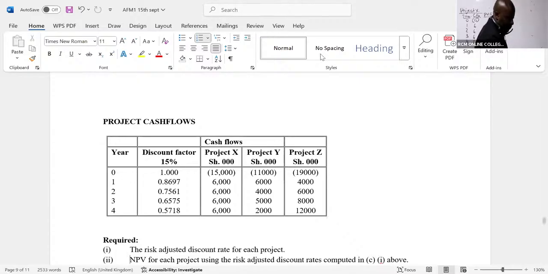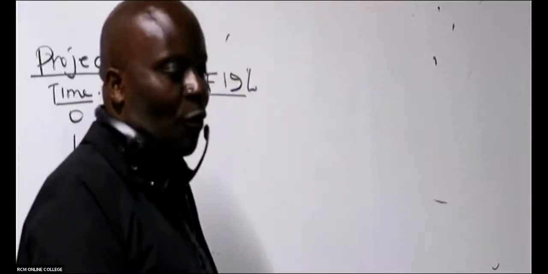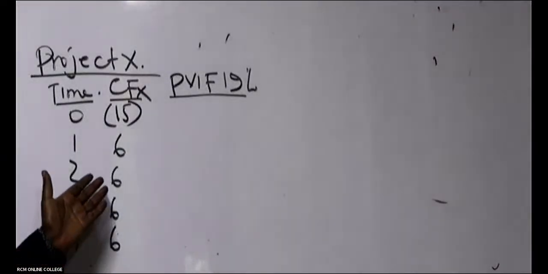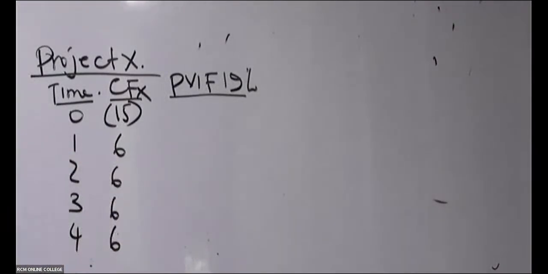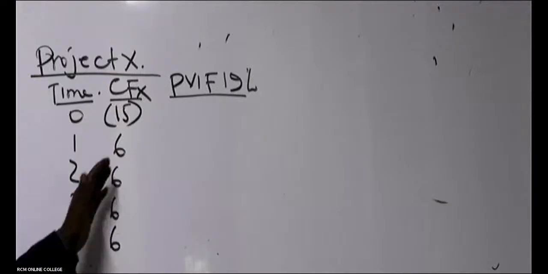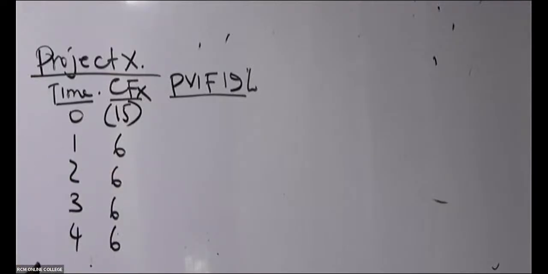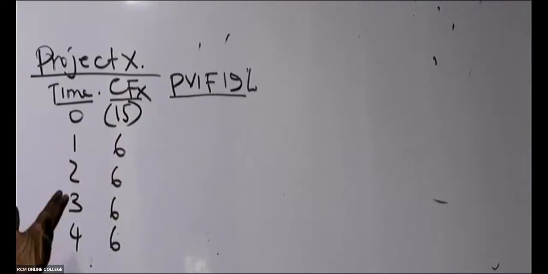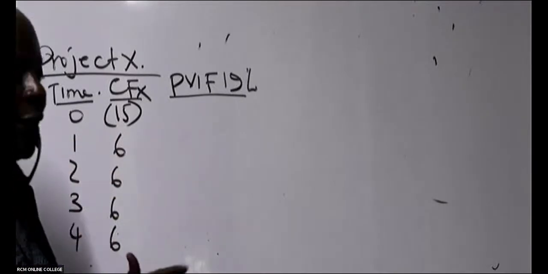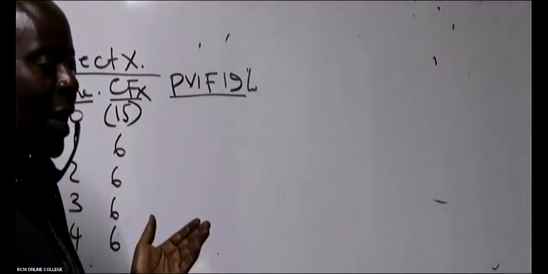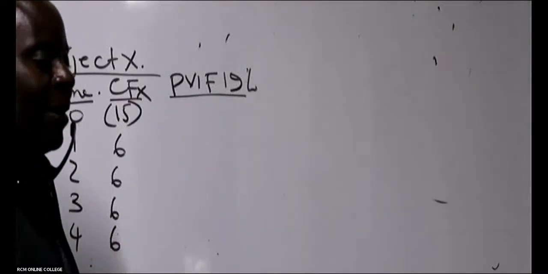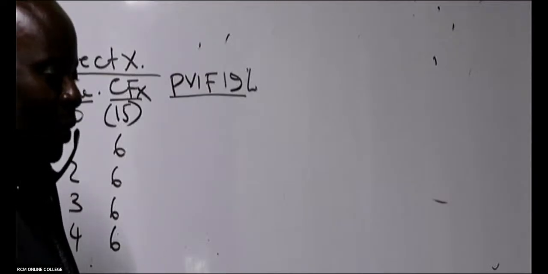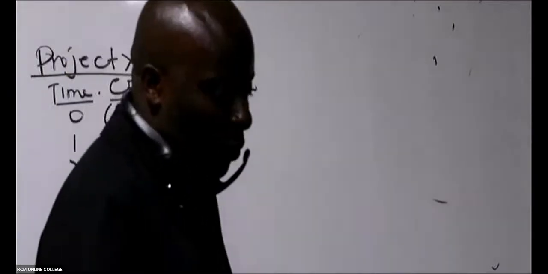There are 2 ways of going about this. One way is to assume, ladies and gentlemen, that these are independent cash flows, like they are irregular, and we use PVF at 19%. Method 2: we take them as they are, as annuities, and we use PVFA. So let's use PVF first, and then we compare notes.